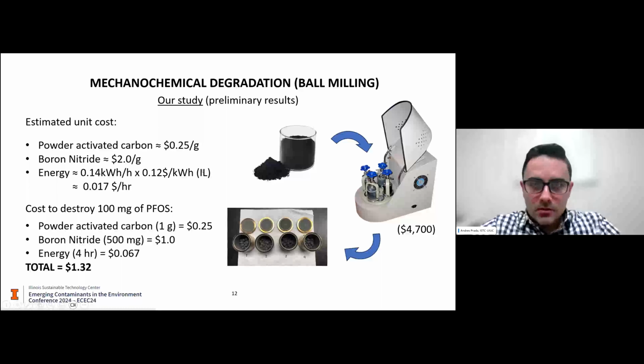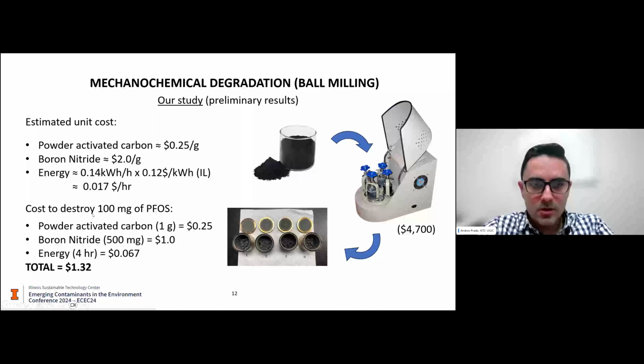In general, the machine cost over $4,000, but to operate the system is really cheap. Powder activated carbon is around 25 cents per gram. Boron nitrate is around $2 per gram. Energy is very low, 0.14 kilowatt-hours per hour. If we look at the rates in Illinois, it's around 10 to 12 cents per kilowatt-hour, so we need 1.7 cents per hour to run the instrument.